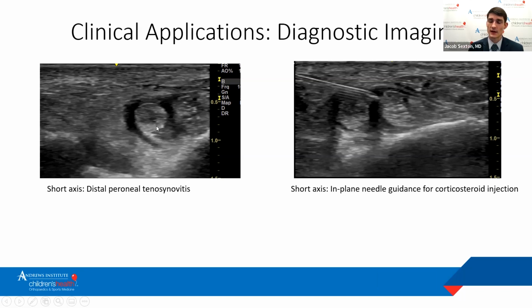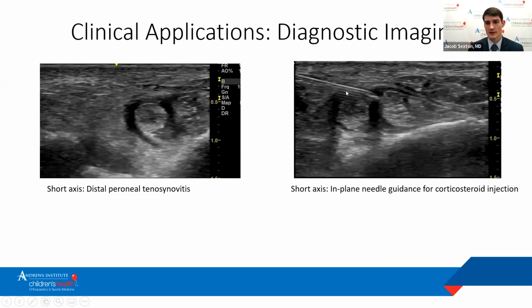And you can dynamically evaluate those and sometimes see those when they cannot be identified on MRI. So this same patient decided to do a corticosteroid injection to see for relief. So you have the hyperechoic needle coming in from left to right here in this short axis view of the peroneal tendons.